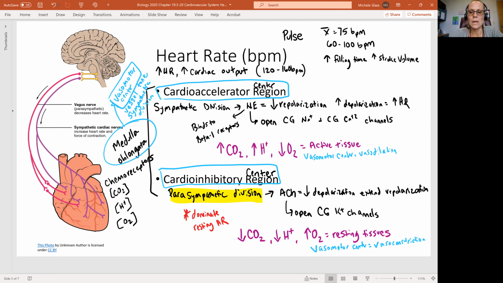Okay. That's it for this conversation on heart rate and looking at the controls that are located there in the medulla oblongata. Stay tuned for our next video.